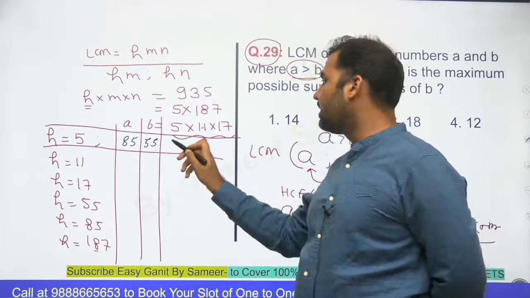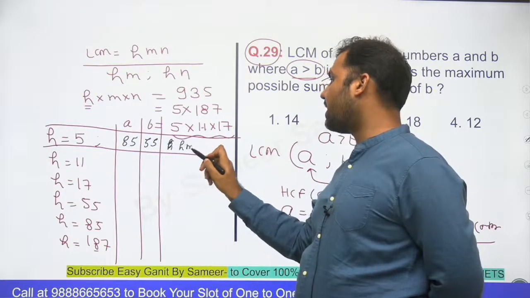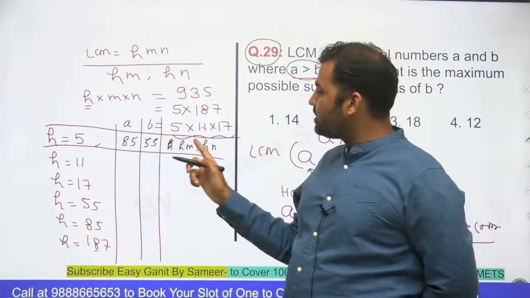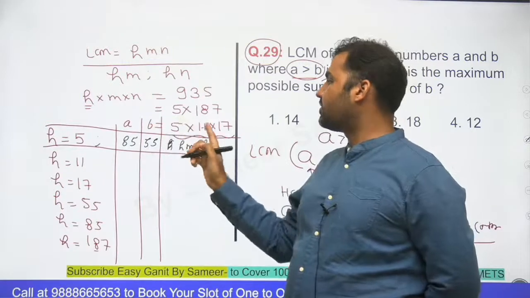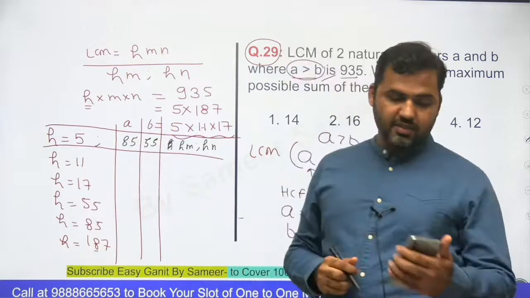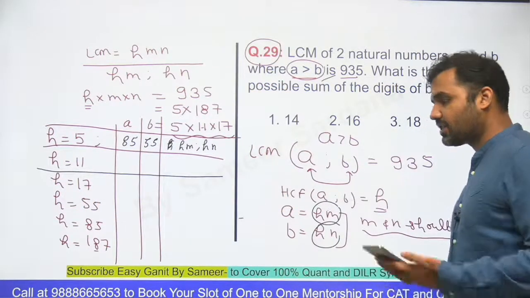Keep this in mind. The numbers a and b are hm and hn, right? So if I say h is 5, h into m will be 5 into 11, 55, or 5 into 17, 85, but a is greater than b, so a has to be taken as 85 guys. Is this point clear? Tell me guys, what are the numbers if I take h as 11?